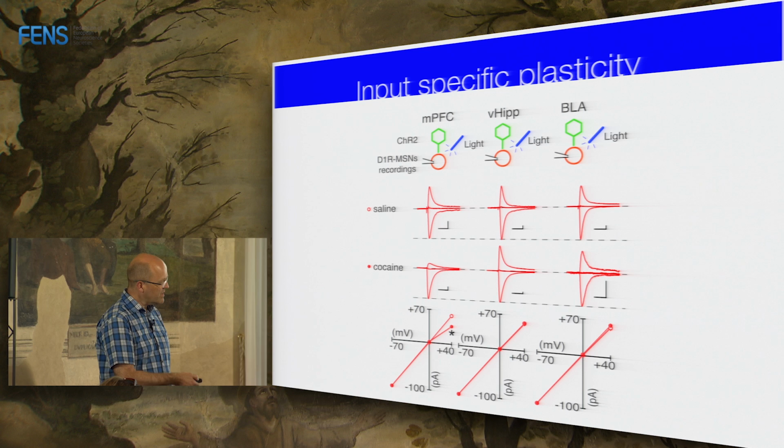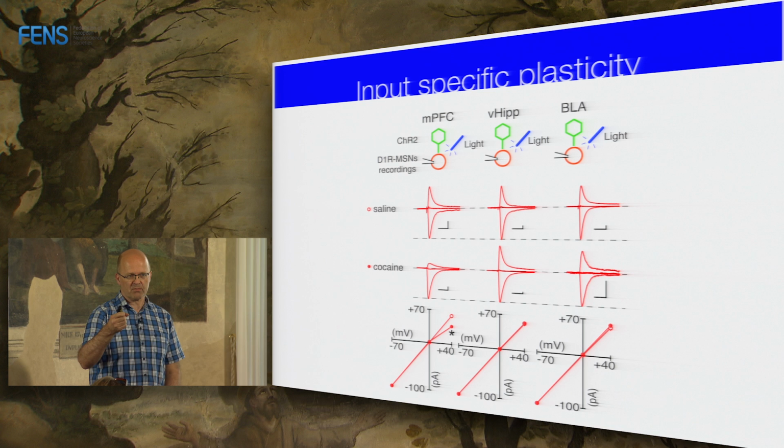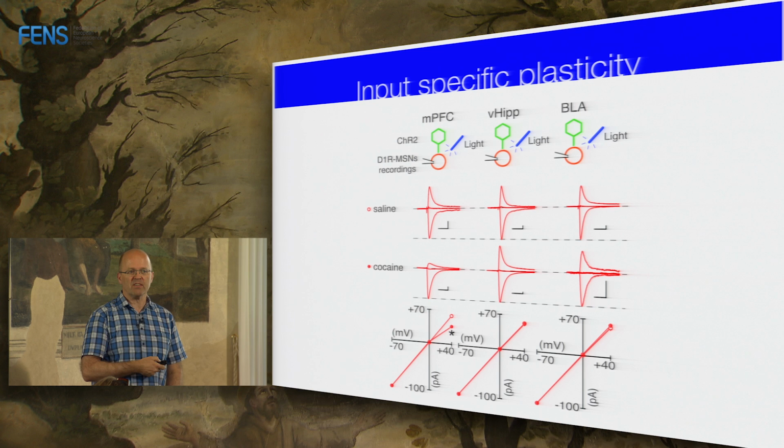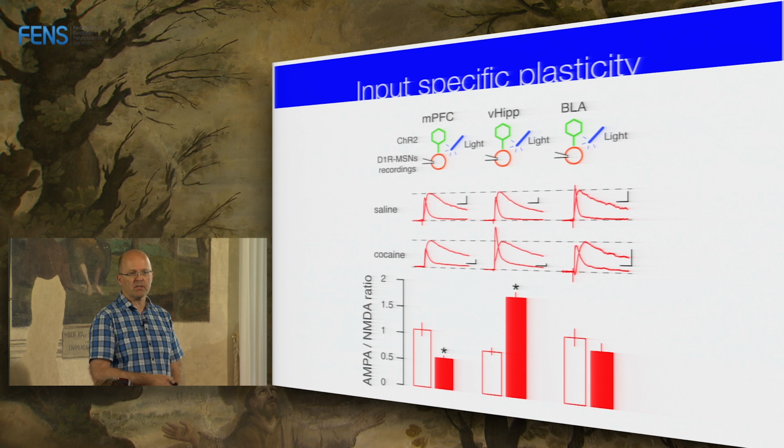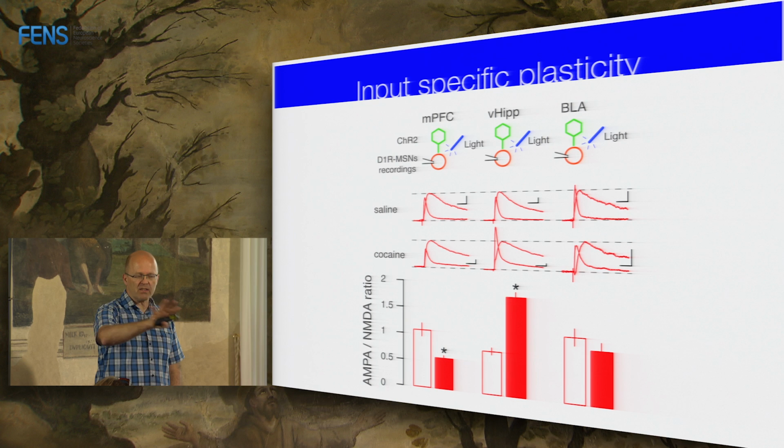Here I would argue that there is an insertion of GluA2-lacking AMPA receptors, because they need to be here to have the rectification. But then why is the AMPA/NMDA ratio decreasing if you have actually inserted receptors? NMDA is the higher one? I'm not going to show you this, but NMDA doesn't change in this particular situation.